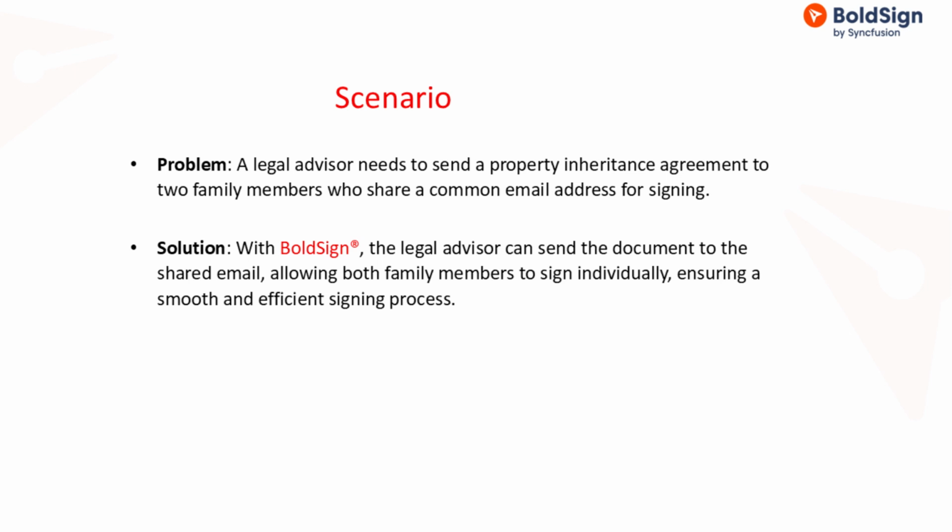Let's consider a scenario where a legal advisor is tasked with sending a property inheritance agreement to two family members for signature. These family members use a shared family email ID for important communications. Instead of requesting separate email addresses, the legal advisor sends the document to their shared ID using BoldSign. Each family member can then review and sign the agreement individually, ensuring a smooth and efficient signing process without unnecessary delays.